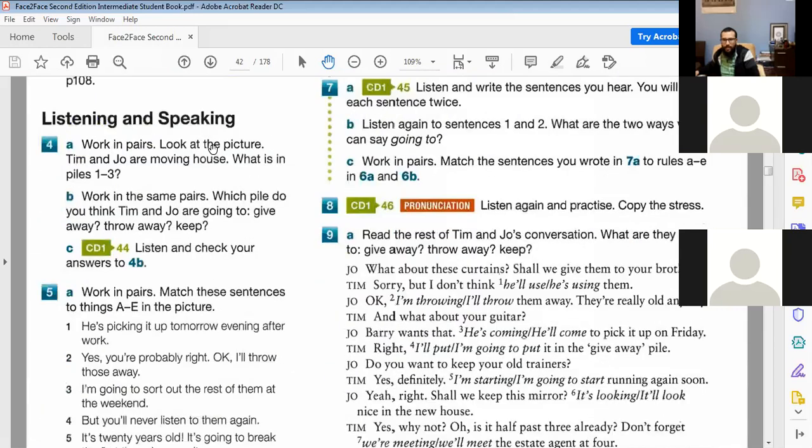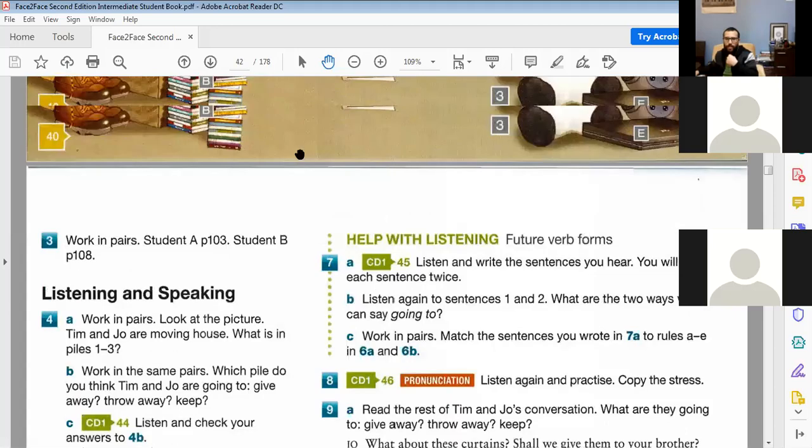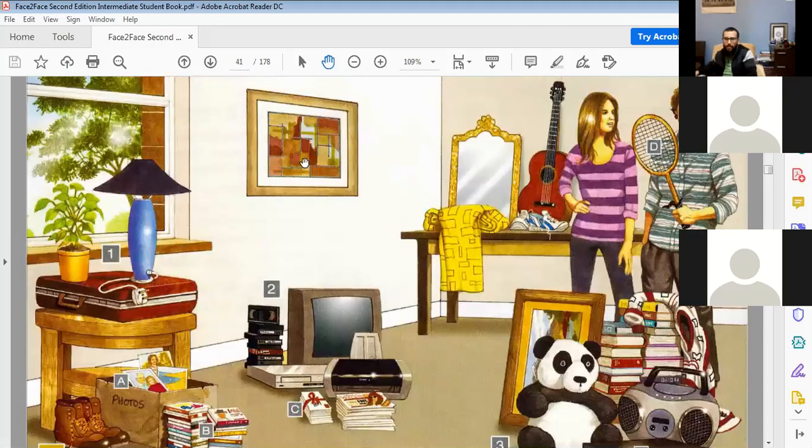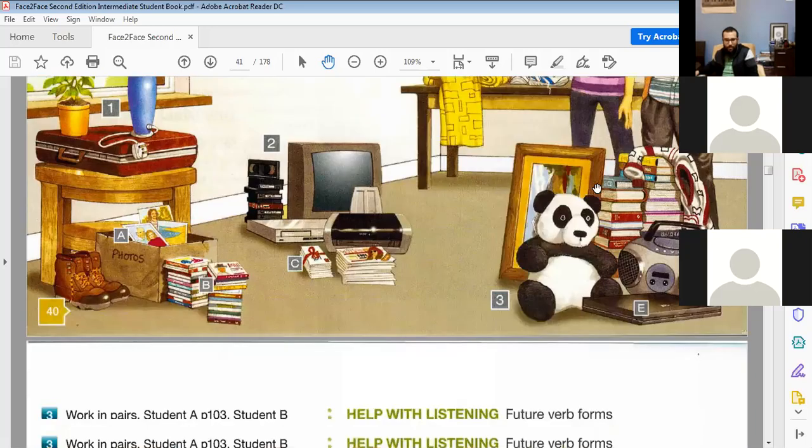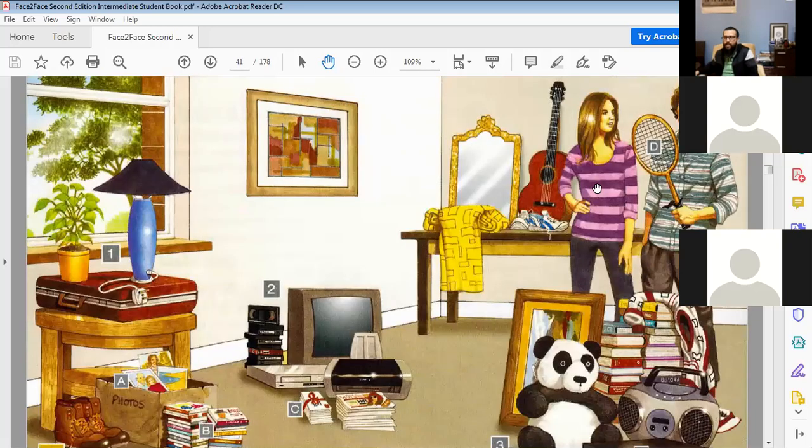Here's the listening. So it says, look at the picture. Tom and Joe are moving house. What is in piles number 1 to 3? So here's the picture. This is the couple. Remember Joe and what's his name? Tim. Joe and Tim, yeah. So here we have Joe and Tim.